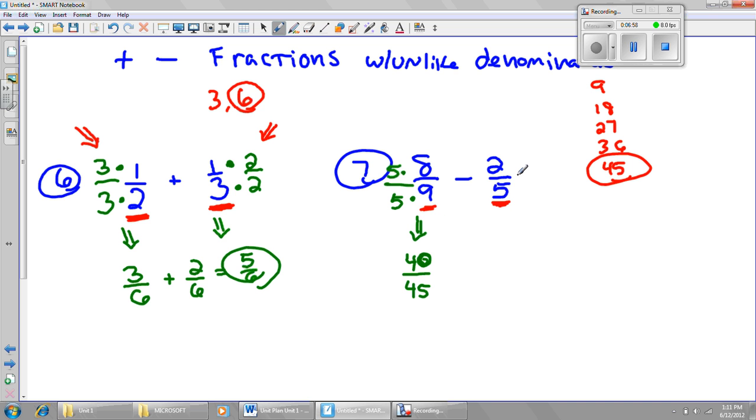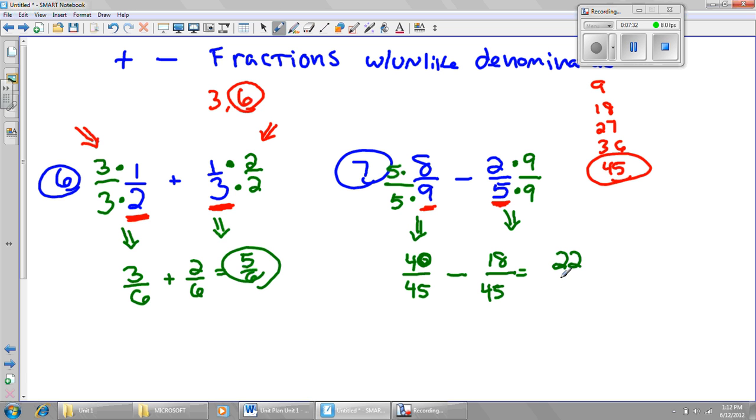Okay, 2/5. Well, I'm going to multiply by 9. I still want to get a denominator of 45. So I'm going to multiply by 9 in the numerator and the denominator. And I'm going to get 9 times 2 is 18, and then 45. I can go ahead and subtract. 40 minus 18 gives some of you trouble. 40 minus 20 would be 20. But I didn't take 20 away, I only took 18 away, so my answer would be 22.